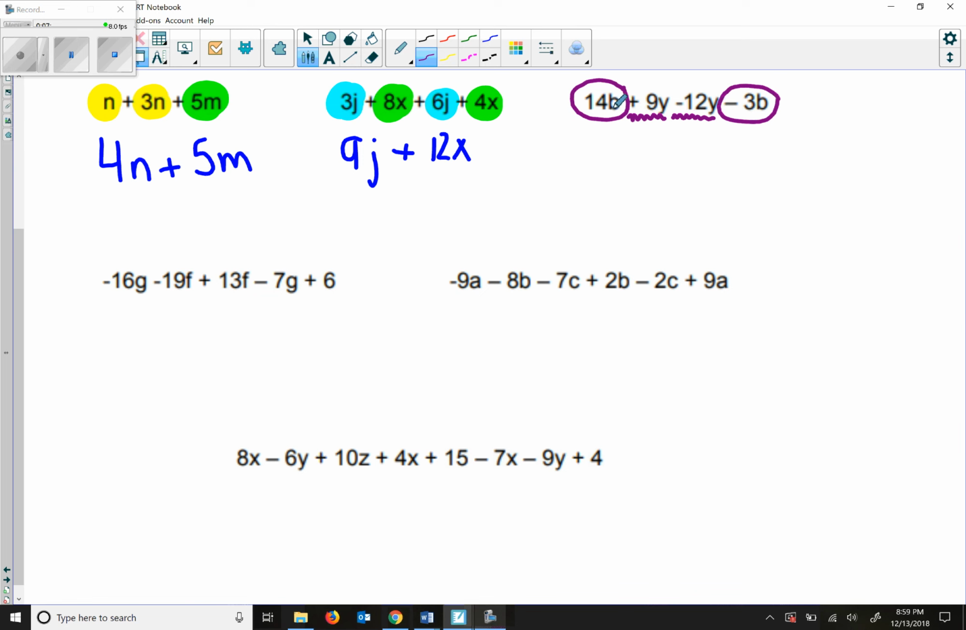Okay, so now if I start subtracting, we've got 14b and we've got -3b. 14 minus 3 would be 11b. And then if I take 9 minus 12, that would give me -3y. And again, that just turns out to be my answer.